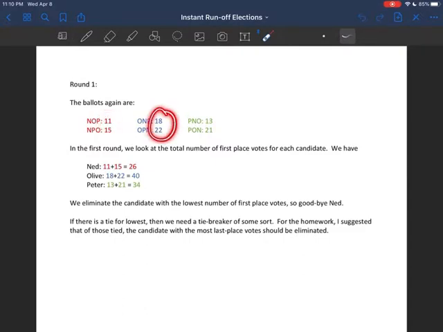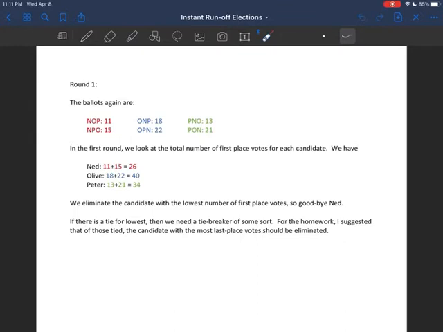So what we do is we just look at the ballots and count up how many first place votes each person has. So in this case, we can see that Ned has 26, adding up the 15 and the 11. Olive has 40, adding up the 18 and the 22. And Peter has 34, adding up the 13 and the 21. So to move on to the second round, we need to eliminate one of these candidates. And we just eliminate the one with the lowest total. So that would be Ned. Goodbye, Ned. Sorry, we hardly knew you.